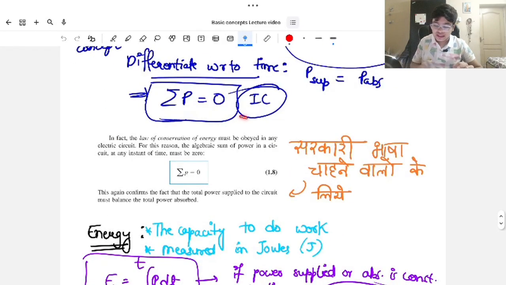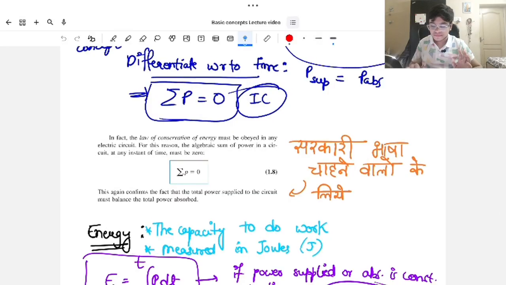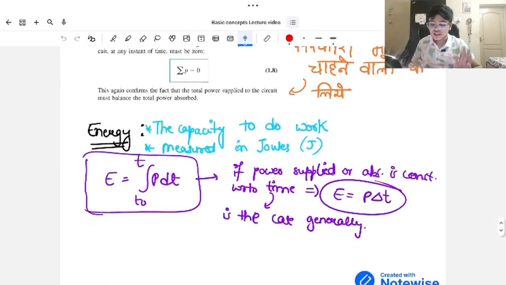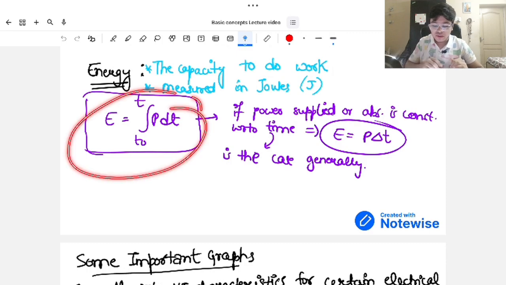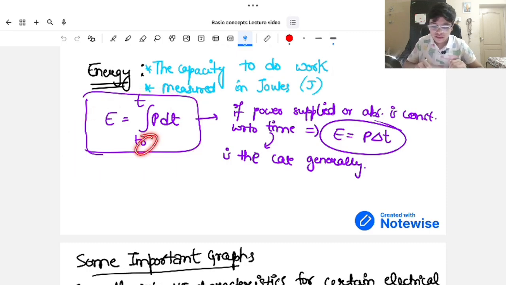Now, this is the formal definition if you want. Energy is the capacity to do work, measured in joules. E is equal to the integral of p dt from t naught to t. If the power supplied or absorbed is constant with respect to time, then you can take it out of the integration and it will be simply p delta t.